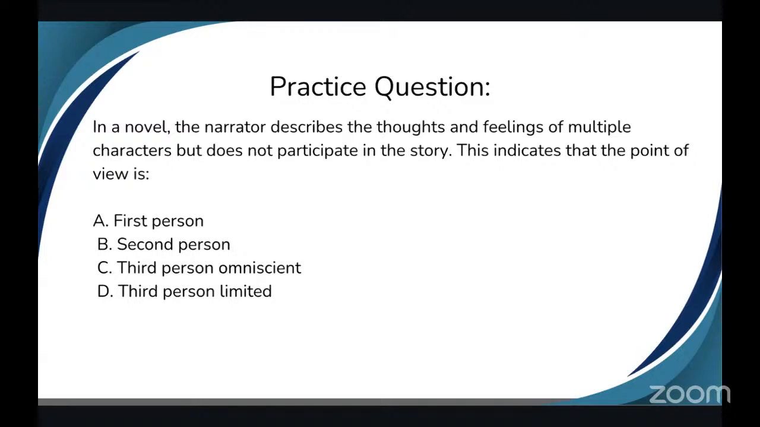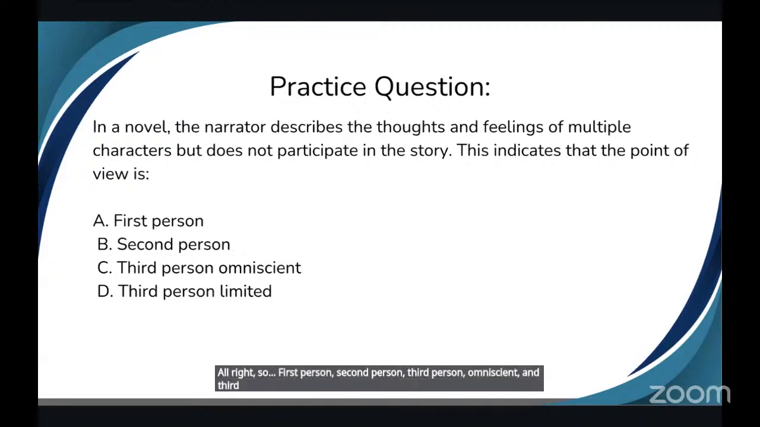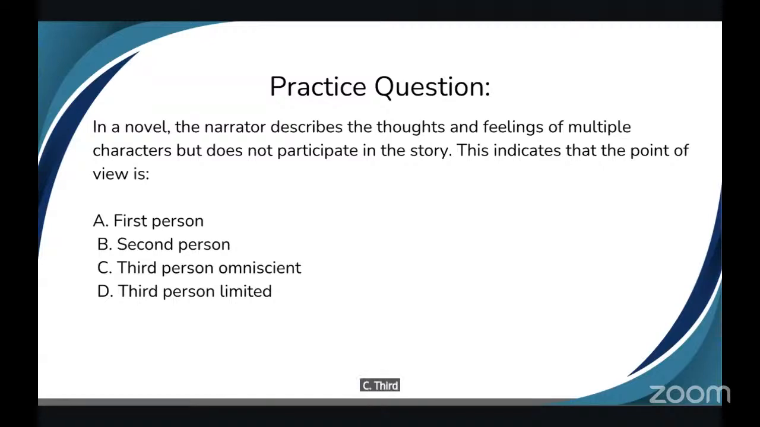All right, so first person, second person, third person omniscient, and third person limited. So, in a novel, the narrator, there's the key word, the narrator describes the thoughts and feelings of multiple characters, but does not participate in the story. This one would be C, third person omniscient.